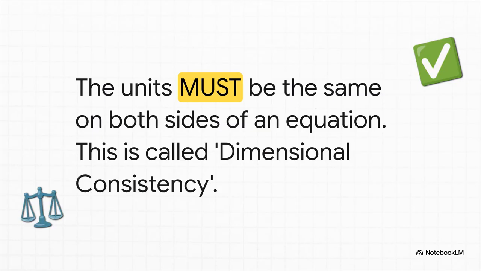This whole thing works because of a basic rule called dimensional consistency. All it means is that the units on one side of the equal sign have to be the same as the units on the other. If they don't match, the equation is just plain wrong. End of story. It's a super powerful first check for pretty much any calculation.